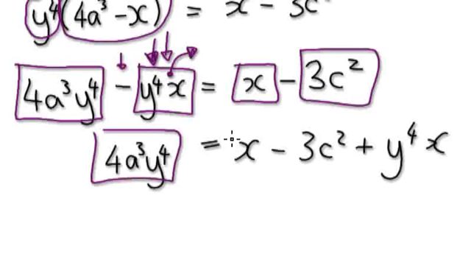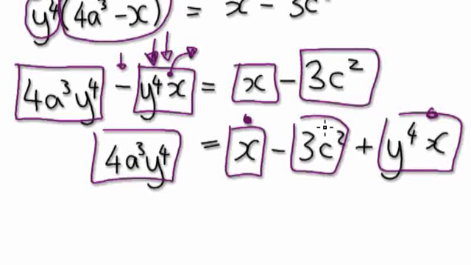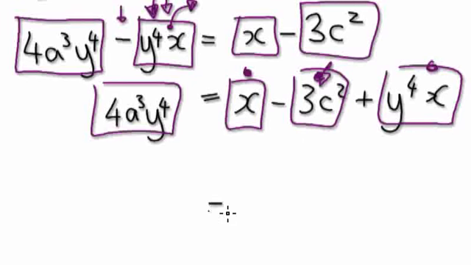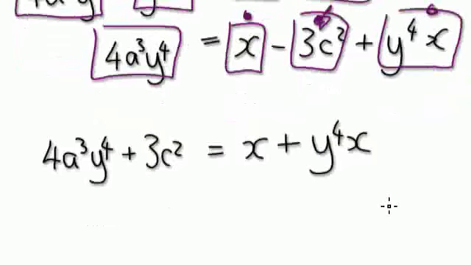Okay, now this is what you've got. This block, take away this block, equals this plus this block. Now add this block to both sides. So add 3c squared to both sides. It would be 4a to the power 3 y to the power 4, add 3c squared, equals this plus y to the power 4 x.